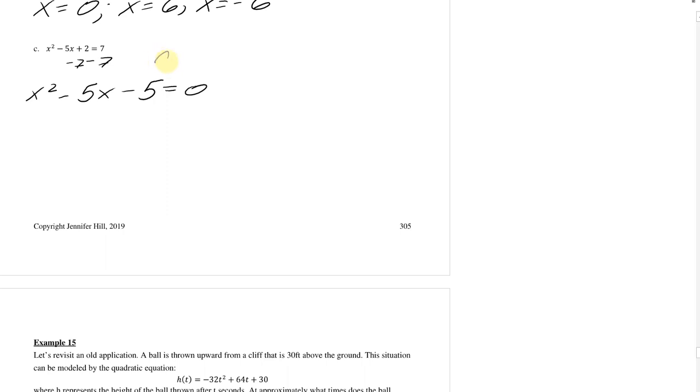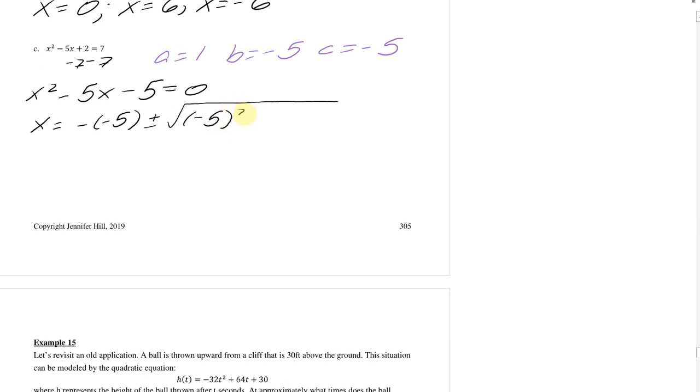I don't know why I keep calling it the quadratic equation. All right, so this is a equals 1. My b will be negative 5. My c will also be negative 5. So if I set this up, I'll have x equals negative 5 plus or minus the square root of negative 5 squared minus 4 times 1 times negative 5. All of this divided by 2 times 1.